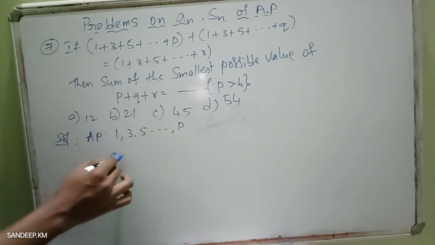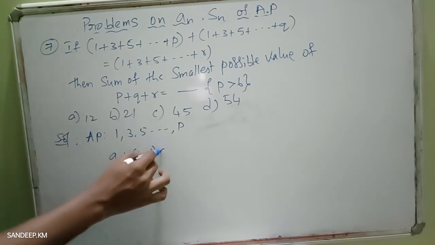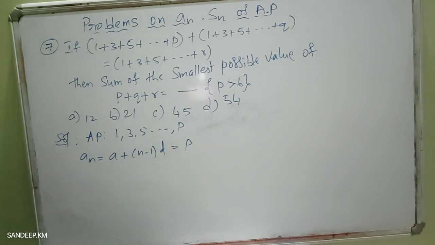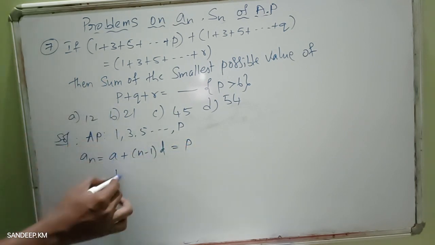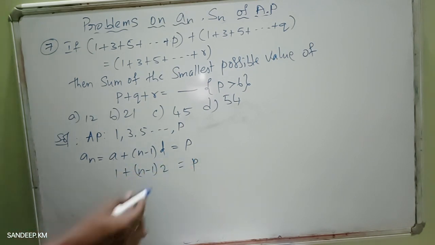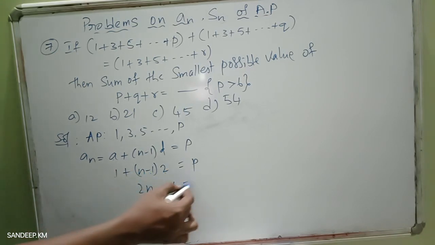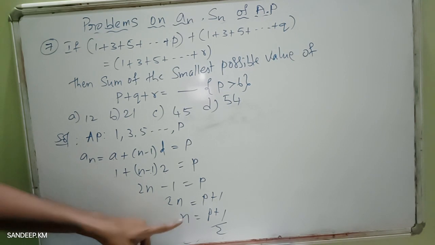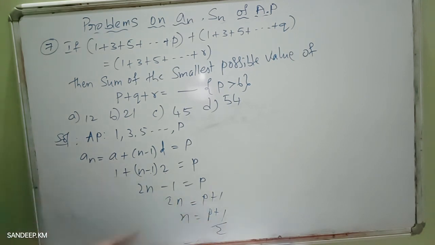Okay, now the nth term means a plus n minus 1 into d. The nth term is equal to p, where a is 1 plus n minus 1 into common difference 2 equal to p. So what do you get? 2n minus 2 plus 1, that means minus 1, equal to p. So 2n is equal to p plus 1 and n is equal to (p plus 1) by 2. Therefore, the number of terms is equal to (p plus 1) by 2.